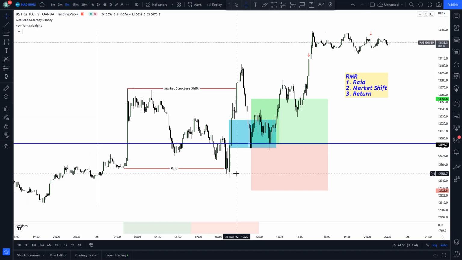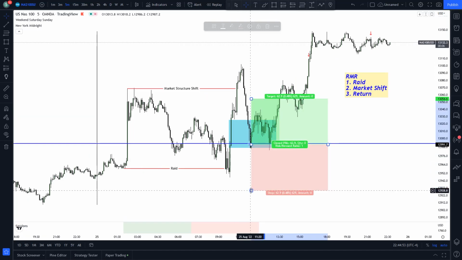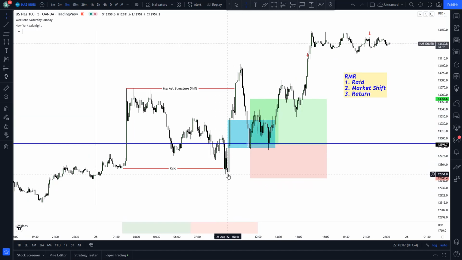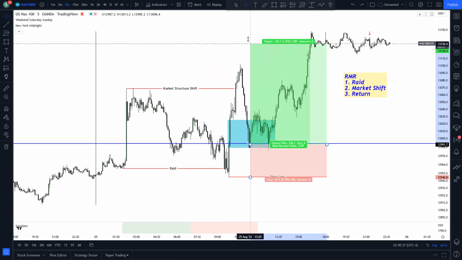So once you've placed your entry, the first thing to set is always your stop loss, which for me is at the bottom of the raid. And now we can start looking for objectives above.